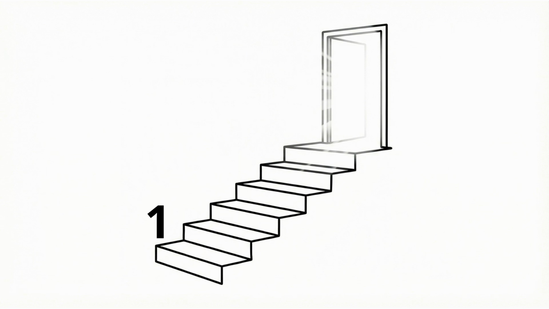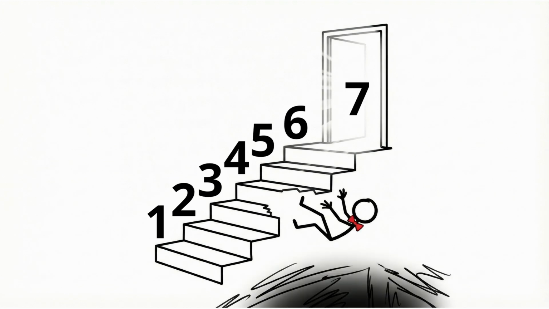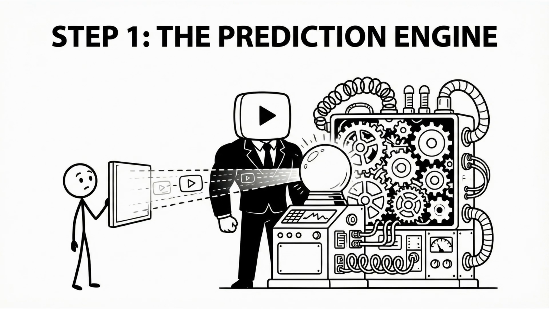There are exactly 7 steps to break out of the 0 view prison. If you skip any one of them, you could just stay in the cell. Step 1. The prediction engine.